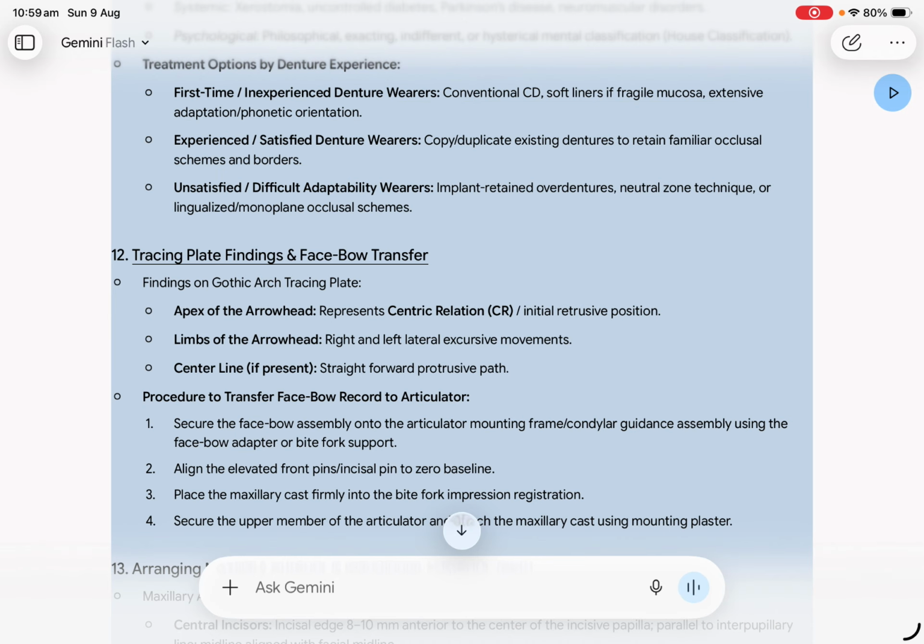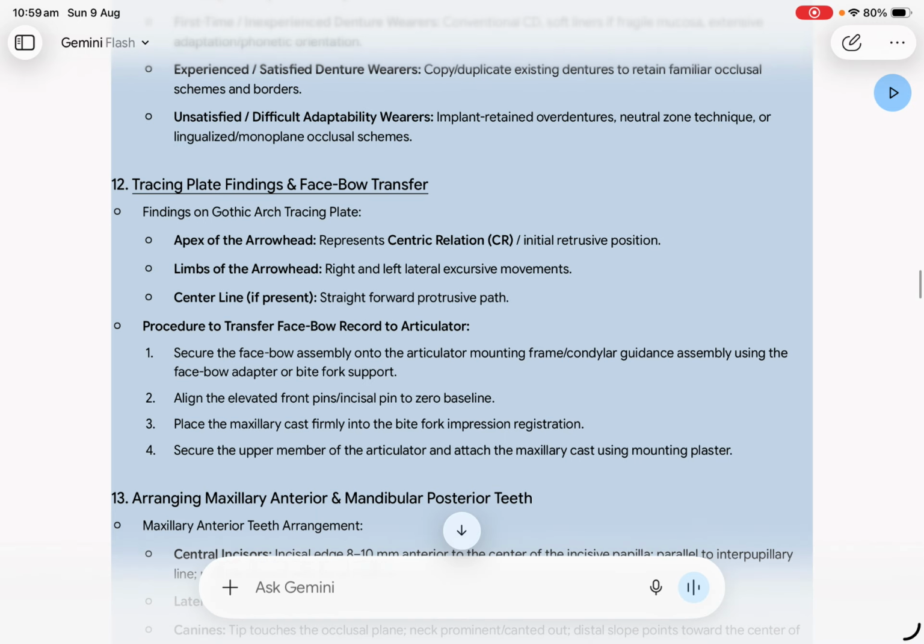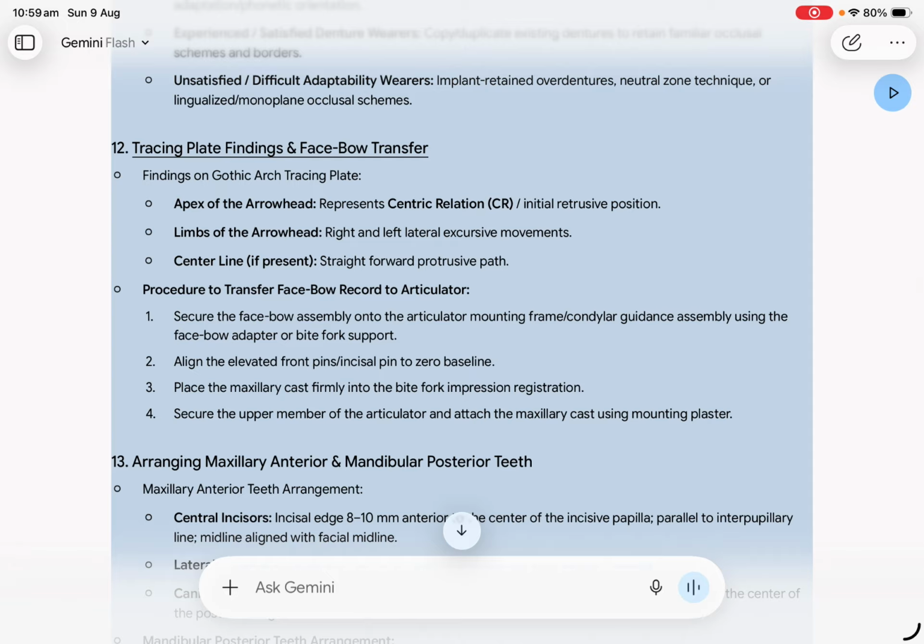12. Tracing plate findings and face bow transfer. Findings on Gothic arch tracing plate. Apex of the arrowhead represents centric relation, CR, initial retrusive position. Limbs of the arrowhead, right and left lateral excursive movements. Center line, if present, straightforward protrusive path.